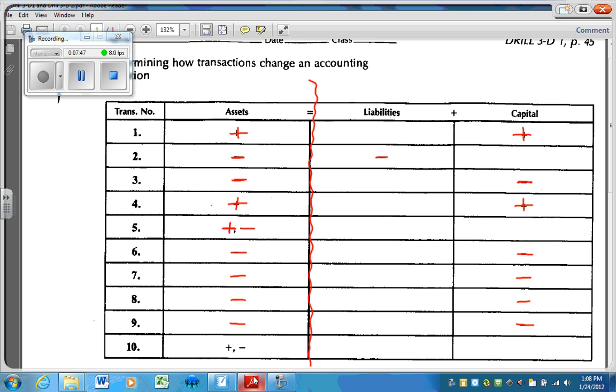And number 10, paid cash for insurance. Insurance is considered an asset. So your cash is going down and your prepaid insurance is going up because you purchased some. So you see how we were on the left-hand side there, but they are canceling each other out, which will mean that everything will stay in balance. Okay, so that's just kind of an overview. We're going to get a little more in depth here now.